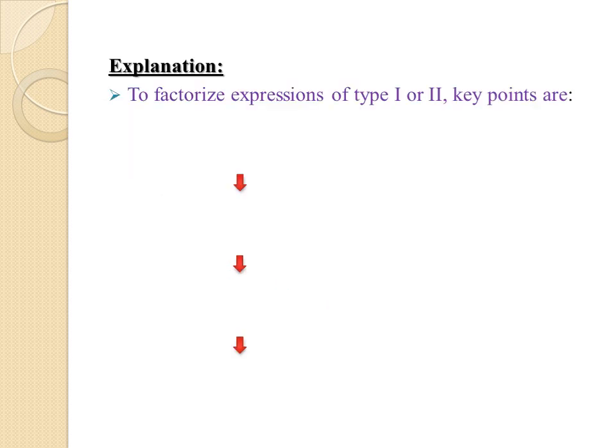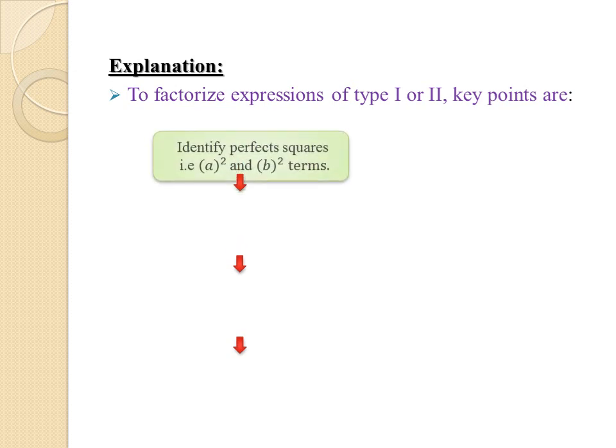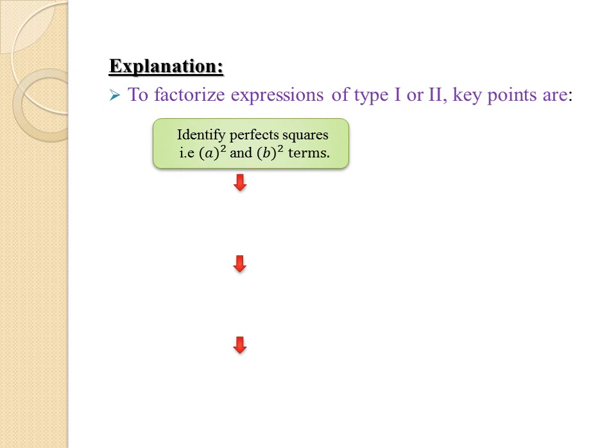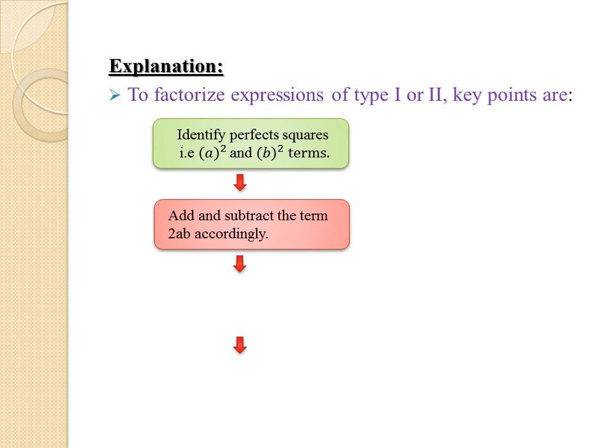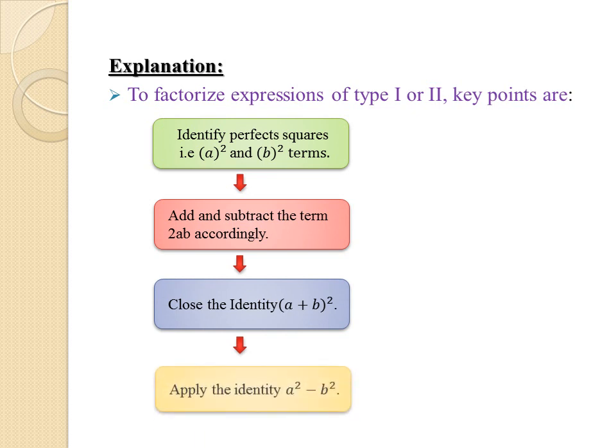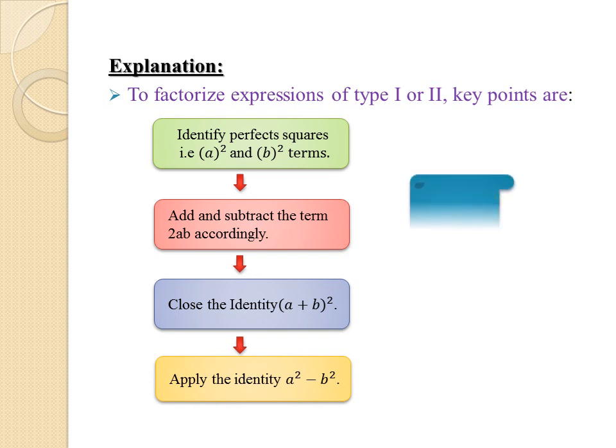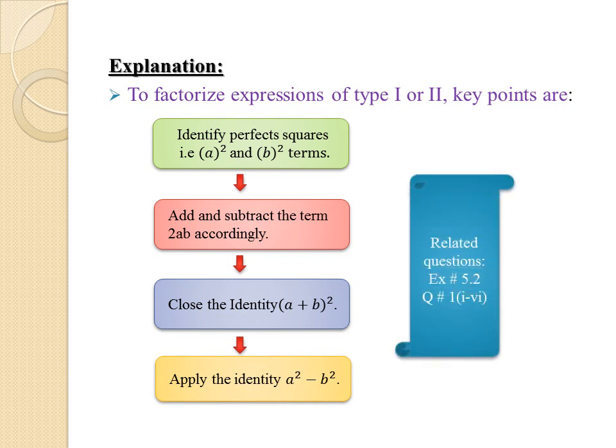In order to solve both of these types, I have made a flowchart which contains the following key points. Identify perfect squares, that is a square and b square terms. Then add and subtract the term 2ab accordingly. Close the identity a plus b whole square. The next step is to apply the identity a square minus b square. The questions related to these types are question number 1, parts 1 to 4 of exercise 5.2.